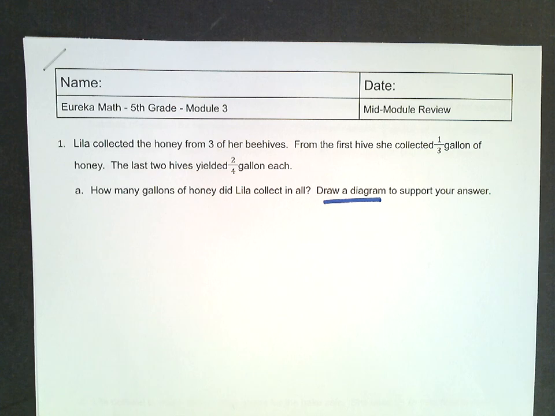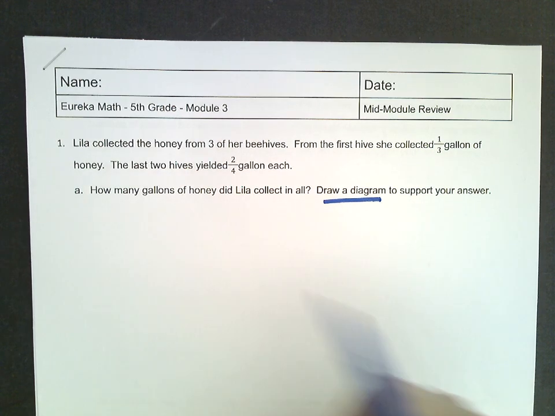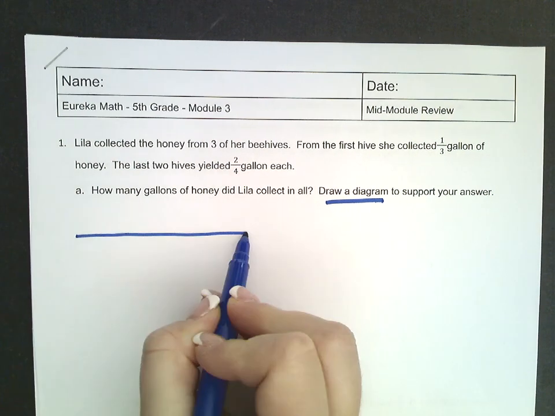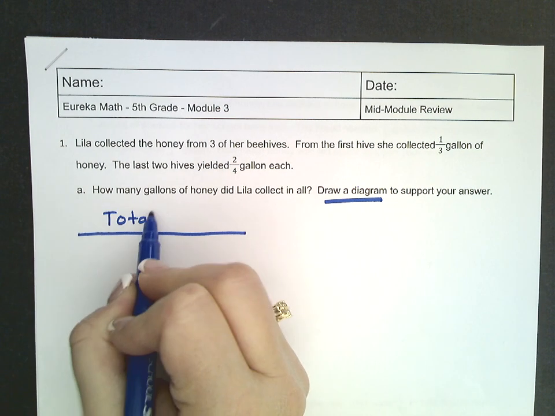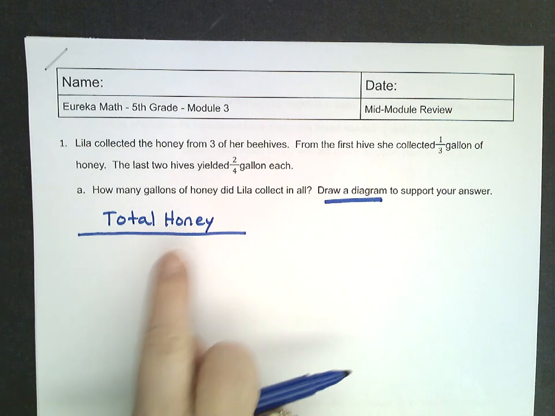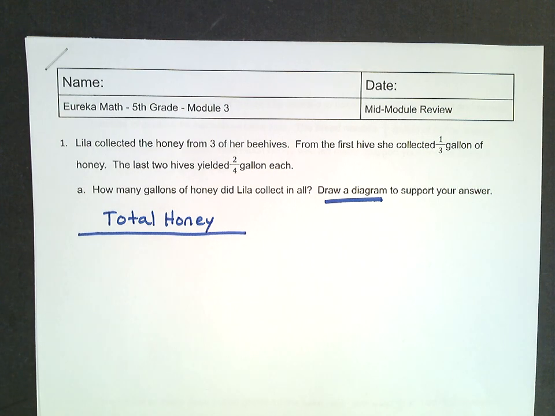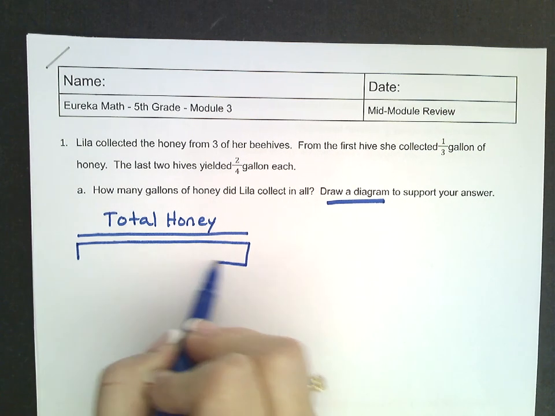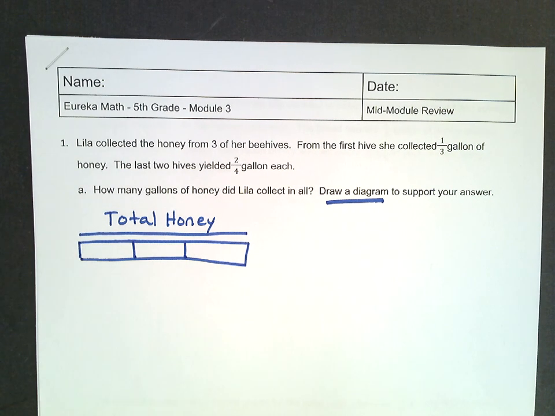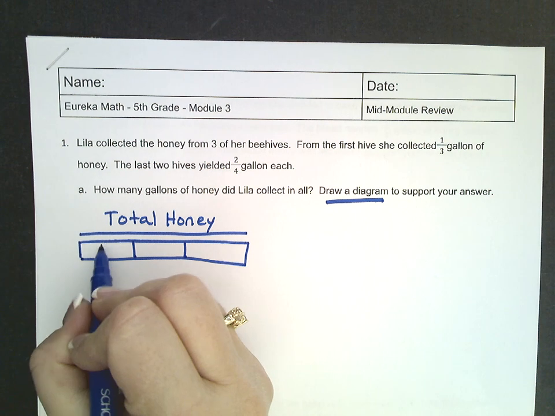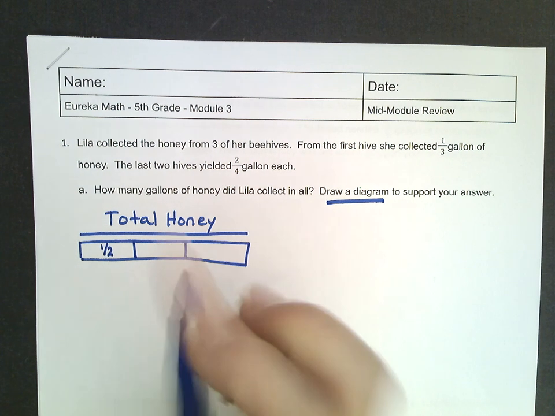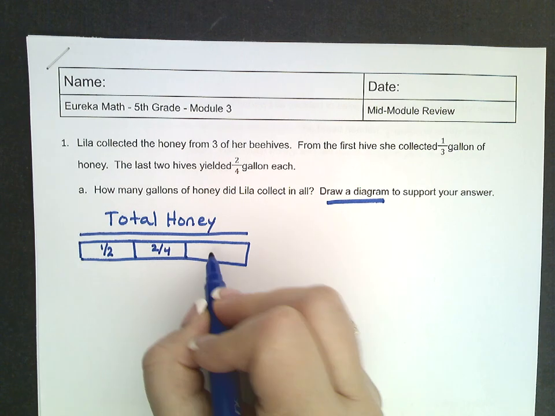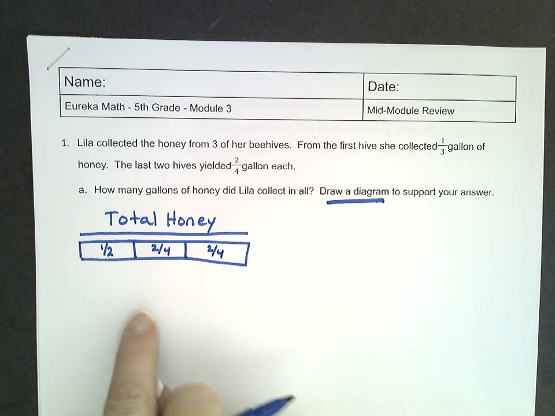Well, I know that if she's collecting from 3 hives and they want to know how much in all, I know that I'm adding and I know I'm trying to find the total honey. So that would be my unknown. Exactly adding those 3 together. She has 3 hives. So I'm going to be combining 3 amounts. The first one is 1/3. And the next 2 are 2/4 each. So I know I need to add all 3 amounts of honey.